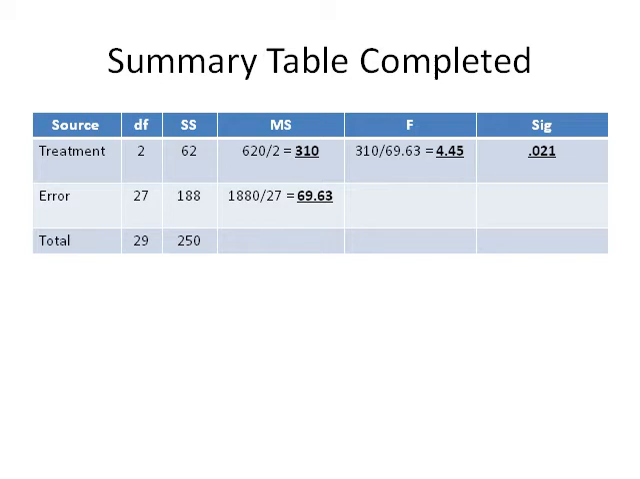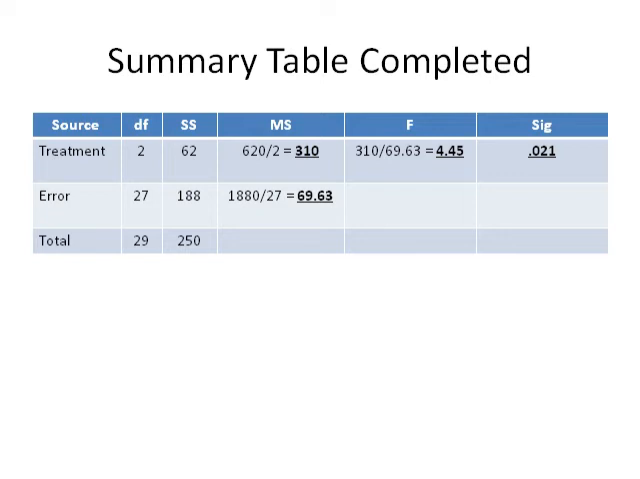69.63. The F ratio is the mean square treatment divided by mean square error, treatment over error, or 310 divided by 66.63, equal to 4.54. The probability associated with F equal to 4.54 is 0.021.